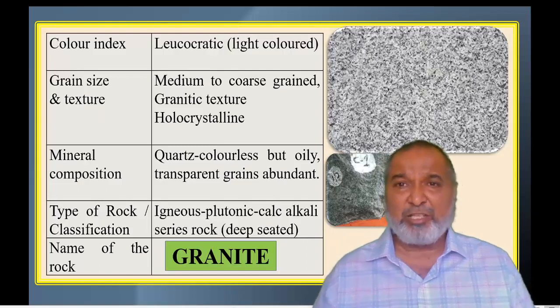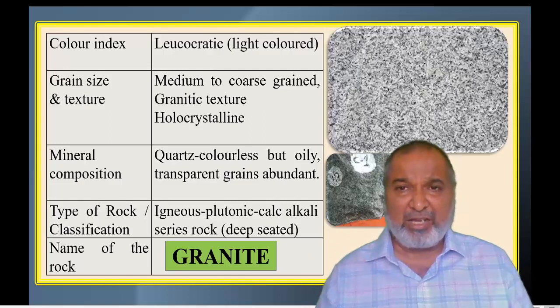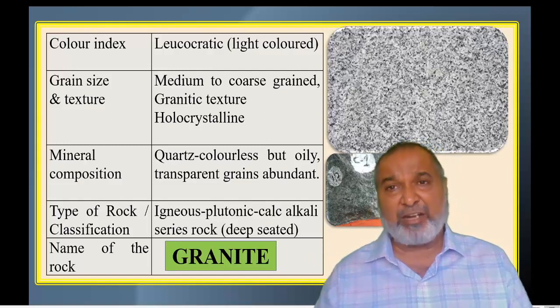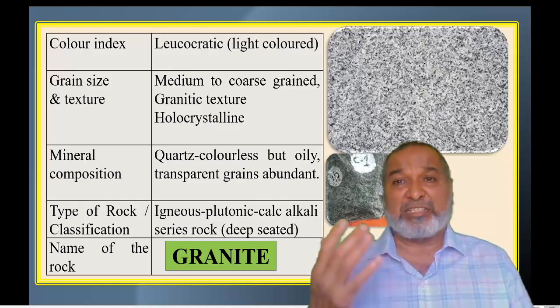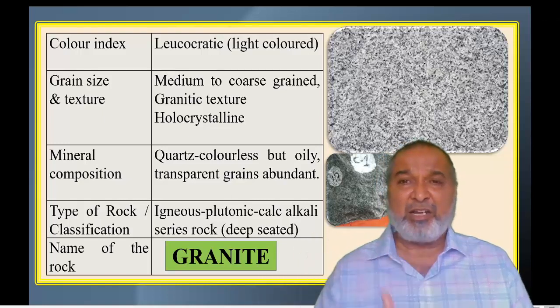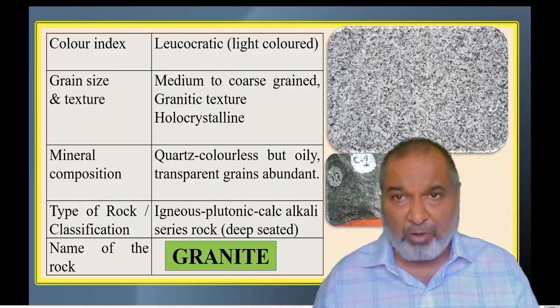Depending upon the level at which it has crystallized, sometimes we get 100% crystal. Then that rock is called holocrystalline rock. Holo means complete, 100%, and crystalline means the rock contains 100% crystals. It is called holocrystalline rock.